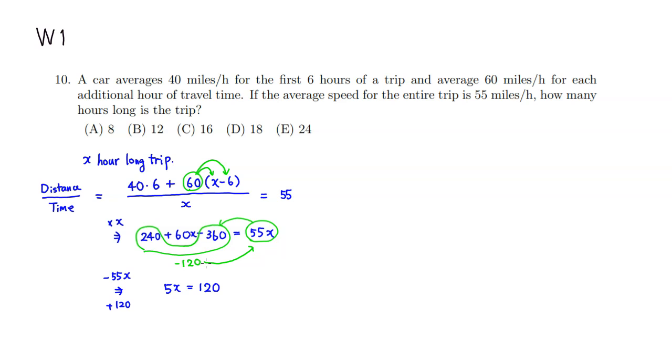Then x is what we're looking for, so I'm going to divide through by 5 so that x is all by itself. So 120 divided by 5 is what? 12 divided by 5 is 2, and there's a 2 left over, so 20 divided by 5 is 4. All right, so this is a 24-hour trip. That's it. I hope that this was clear.